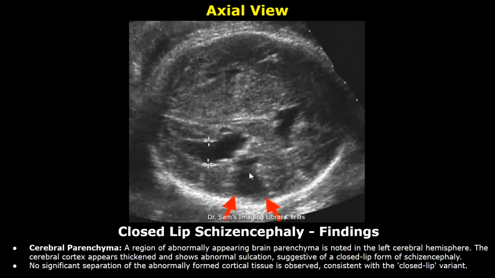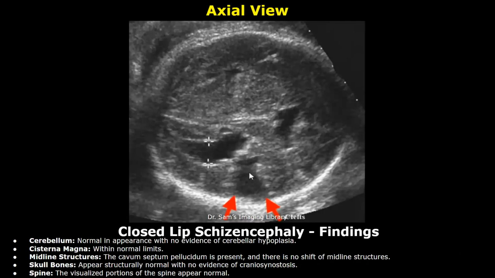Cerebral parenchyma. A region of abnormally appearing brain parenchyma is noted in the left cerebral hemisphere. The cerebral cortex appears thickened and shows abnormal sulcation, suggestive of a closed lip form of schizencephaly. No significant separation of the abnormally formed cortical tissue is observed, consistent with the closed lip variant.